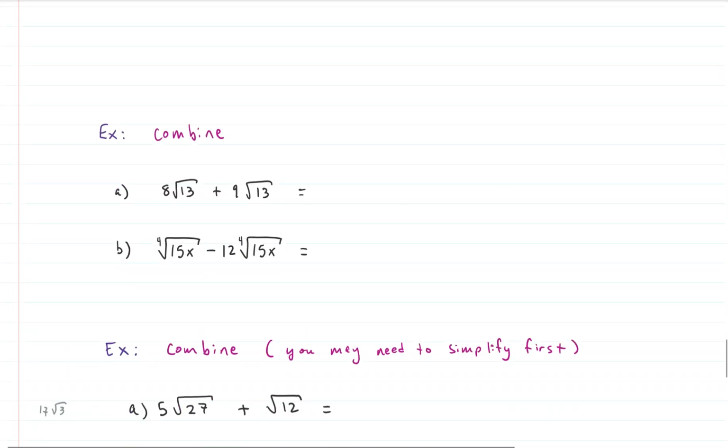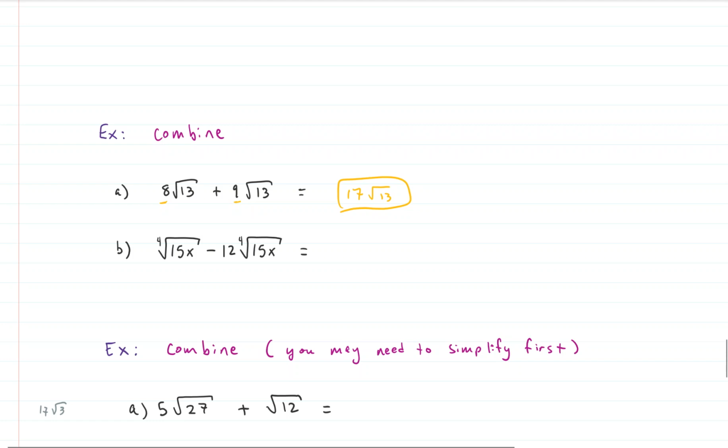Let's do some examples. If we have 8 square root of 13s, and we have 9 square root of 13s, we add them all together and we get 8 plus 9 is 17 radical 13. That's nice, huh? In the next one, we have 15x underneath the radical. It's the 4th root of 15x, and then we take 12 of them away.